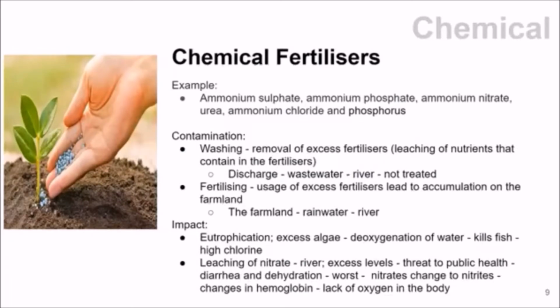The impacts of these are firstly eutrophication and leaching of nitrate. For eutrophication, we may find excess algae in the river, which will lead to deoxygenation of the water, where the level of oxygen in the water is low. Then it may kill the aquatic living things inside the water such as fish and many more. Other than that, it will contribute to high chlorine in the water, which is not good. Then leaching of nitrate to the river.